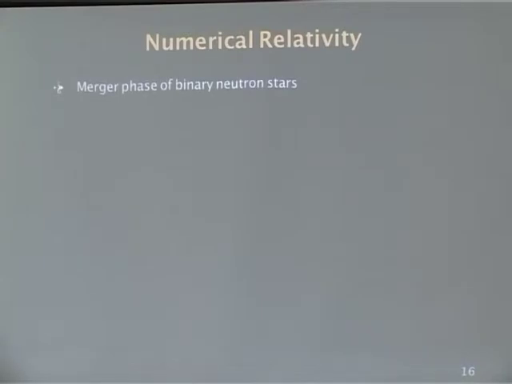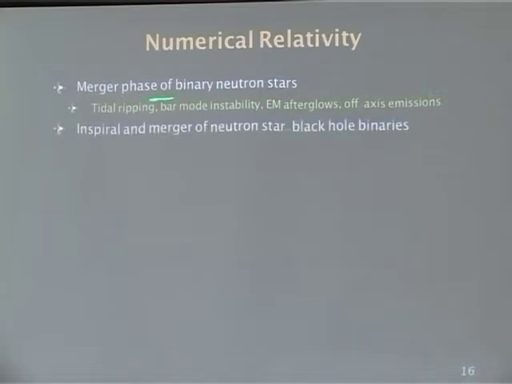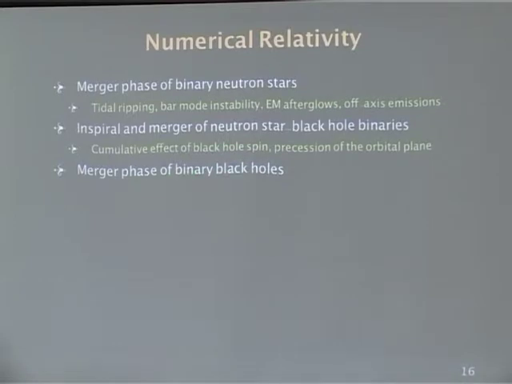Okay, numerical relativity, I think you've heard a lot about this. It's important really to now get on to mergers of binary neutron stars and neutron star black holes. Tidal ripping, bar mode instability, electromagnetic afterglows, off-axis emissions, etc., are all topics of current interest and very greatly pursued. The in-spiral merger of neutron star black holes in particular is very important, as I already stressed, cumulative effect of black hole spin and so on, and the merger phase of binary black holes.